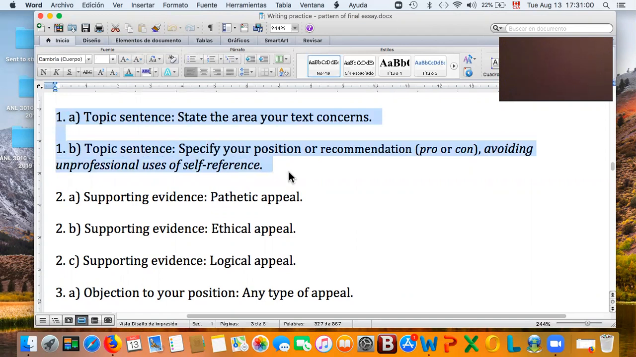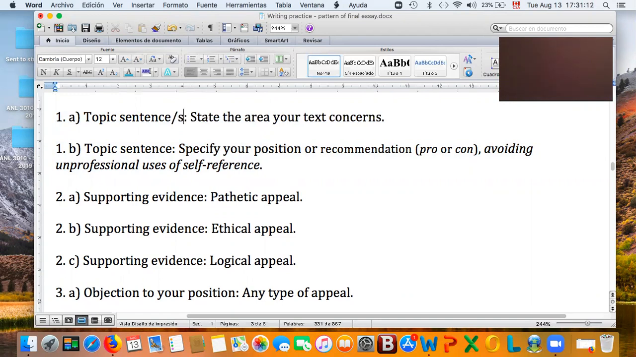Point 1, parts A and B, refer to the topic statement, and the topic statement, I wouldn't call it a sentence actually, because there may be more than one sentence involved. The topic statement simply says what the content area of your text is, in which your text will be situated. And point 1B, the topic sentence this time, is about your specific position or recommendation.